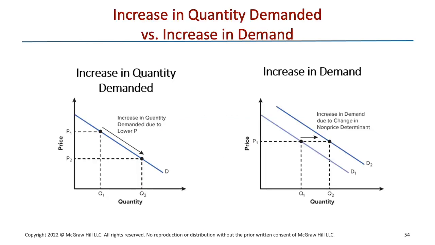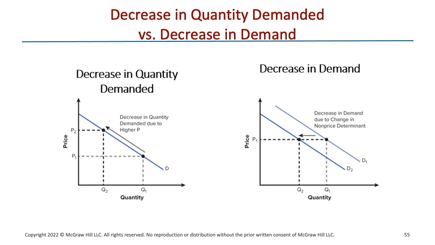Okay, so these next couple of slides just reiterate what I just said. If it's an increase in quantity demanded because of the price, it's just going to be a movement down the line. You can see that right here. If it's an increase in demand because of a non-price determinant, right there for you, it's going to be a shift to the right. And the opposite will be true.